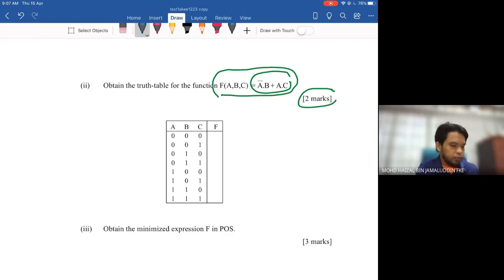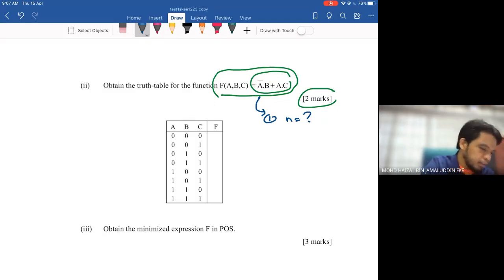okay. First thing you need to determine is n, the number of variables. So you have A, B, and C. So n is equivalent to 3. So you have 2 to the power of 3, so you have 8 possibilities. Number 2, you need to get the standard form.